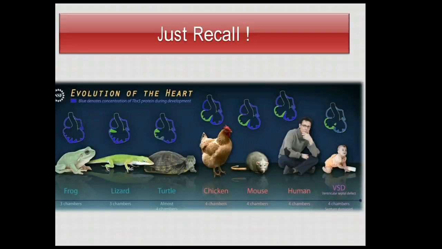So here we have taken a VSD condition, but in this particular case also we have a typical four-chambered heart. Here we can consider it as a 3.5 chambered heart, as it has a partial intraventricular septum, but after surgery it can be a typical four-chambered heart.